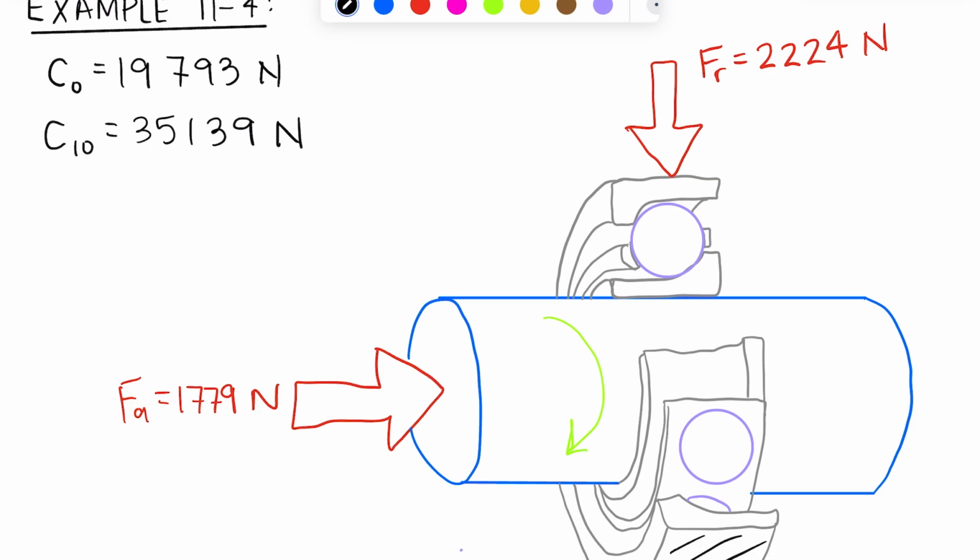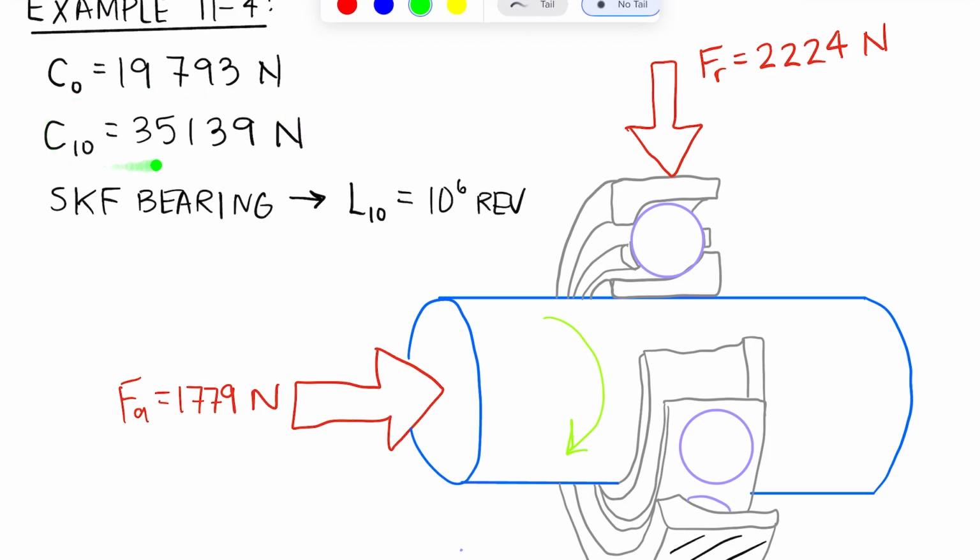And let's say that this is an SKF bearing that we've spec'd, which means that the L10 life is 10 to the 6 revolutions or cycles. This is a constant factor for any one particular manufacturer, so SKF rates all of their bearings for 1 million cycles, and they provide their C10 load rating corresponding to that many cycles in all of their bearings.